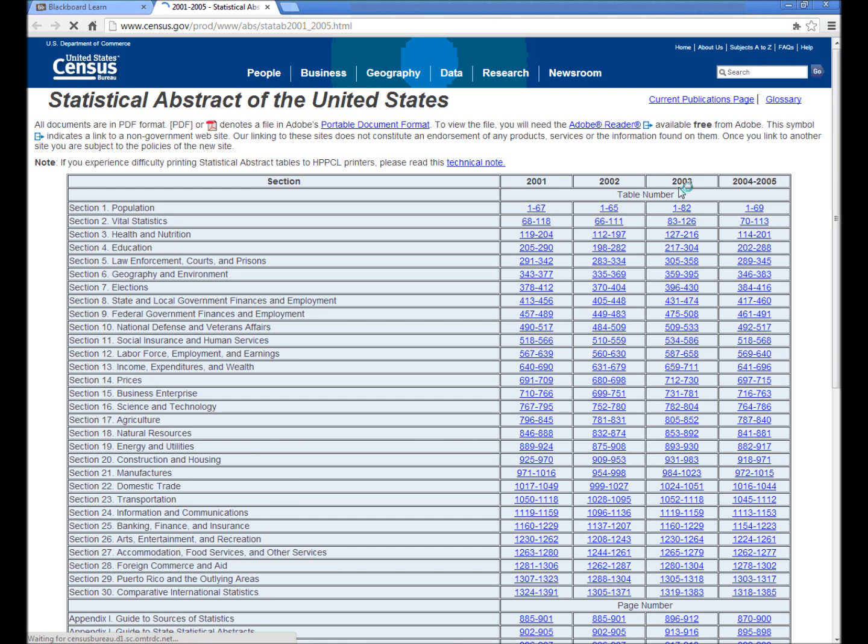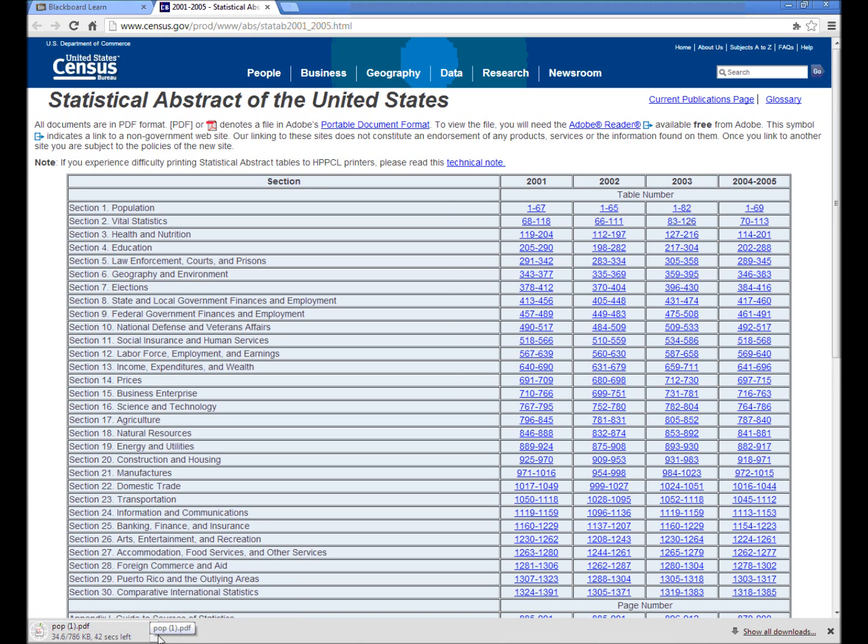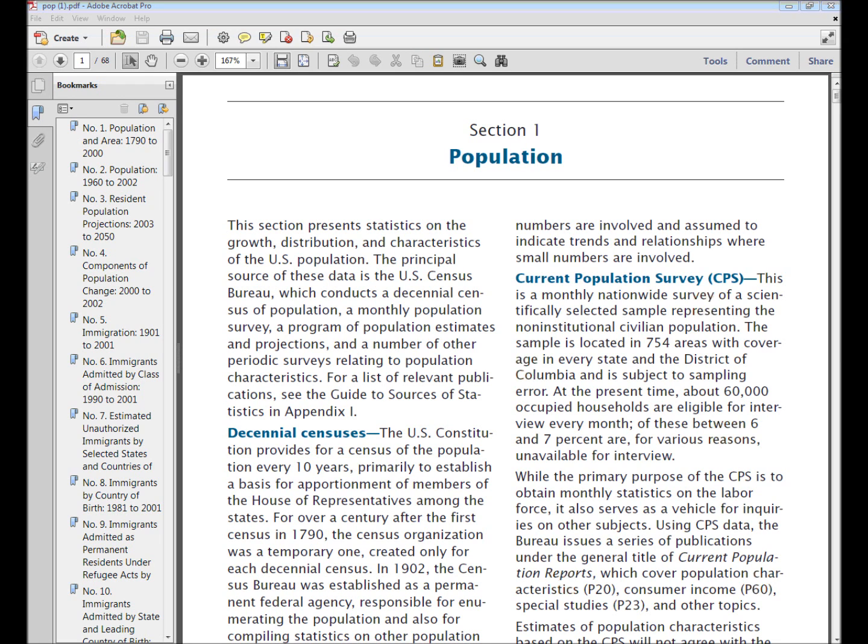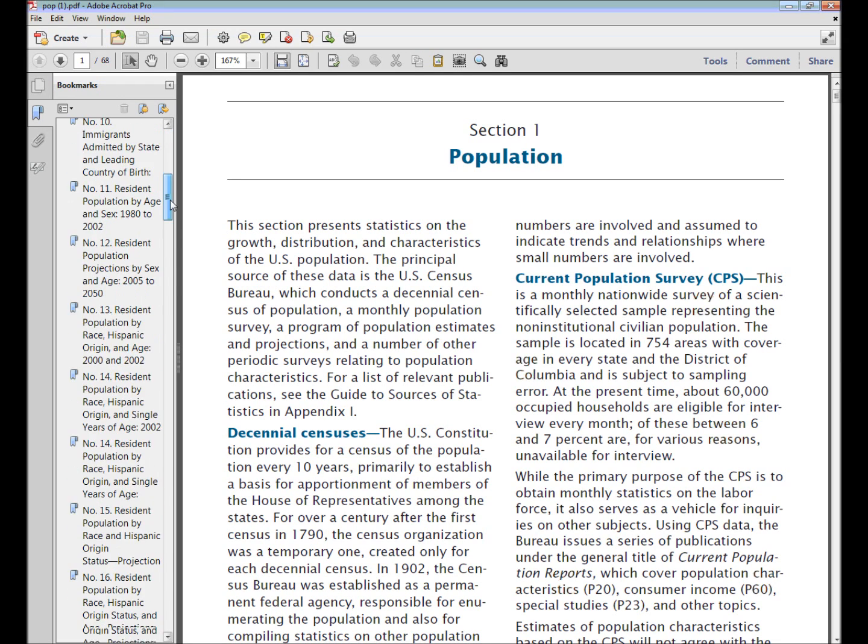And in 2003, I want to look at table 76. This has to do with the population. And this will open in a minute, or more, or less. So here's population, and we want to look at table number 76.